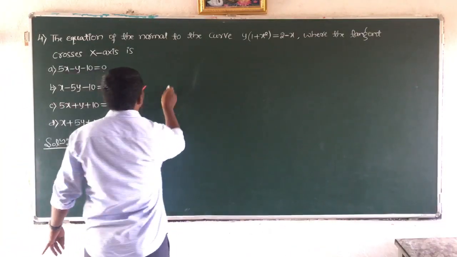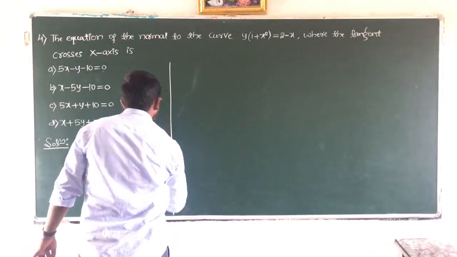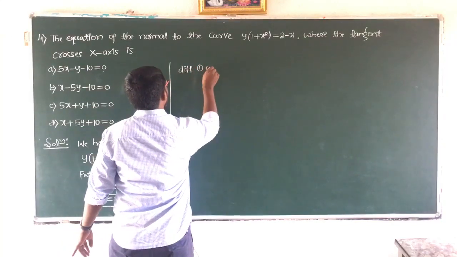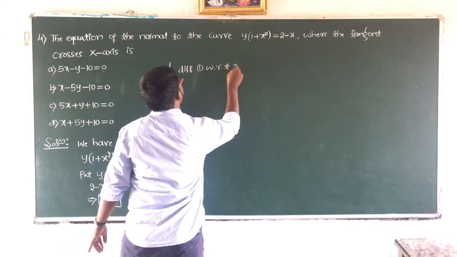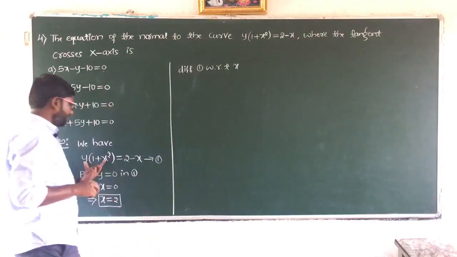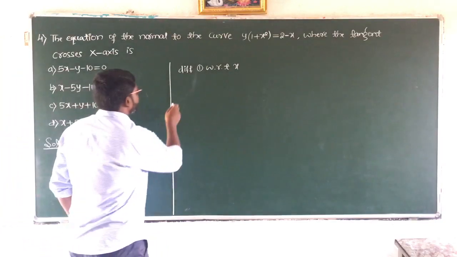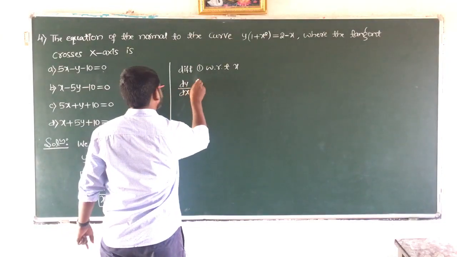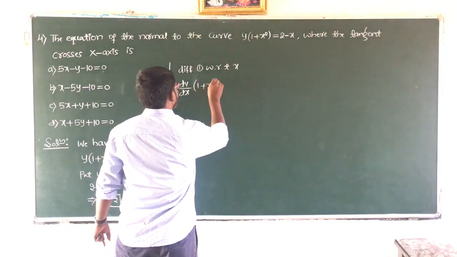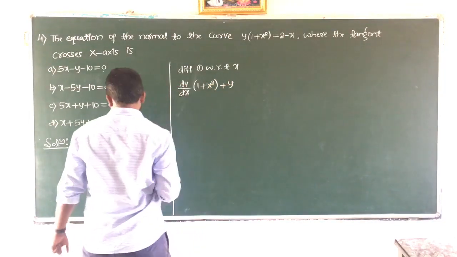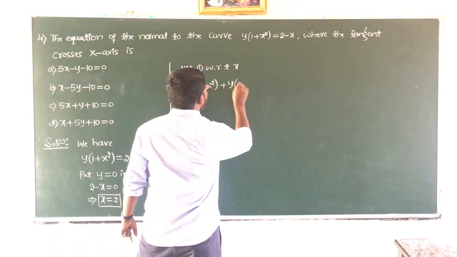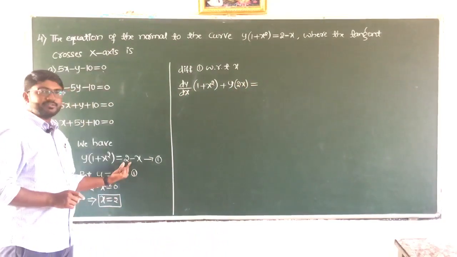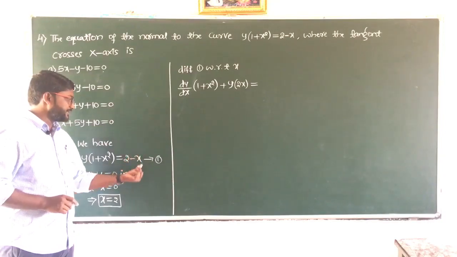So now we'll differentiate the given function. Now differentiate equation 1 with respect to x. So now see here, we will have to apply the product rule. So derivative of y will be dy by dx, write the second function 1 plus x square as it is. Now plus write y as it is, derivative of 1 plus x square will be 2x, which is equal to, now derivative of 2 will be 0, minus write it as it is, derivative of x will be 1.